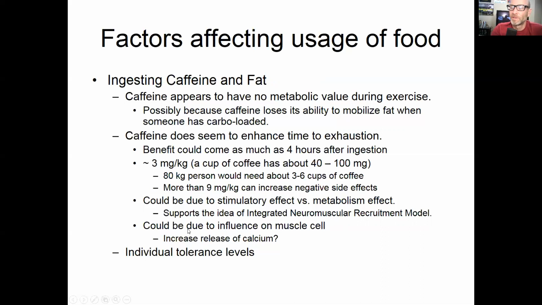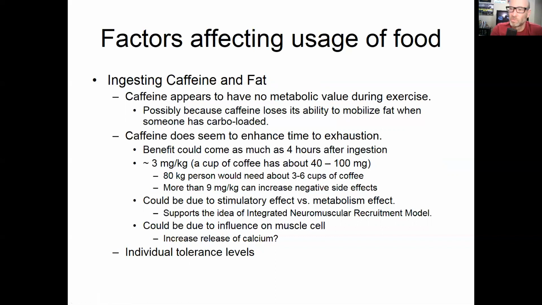The caffeine effect could be due to an influence on the muscle cell in terms of increasing the release of calcium. Question mark, we don't know. The big thing is individual tolerance levels with caffeine. Some people are responders, some people are negative responders, and some people have no effect. You do need to figure out whether or not caffeine will work.